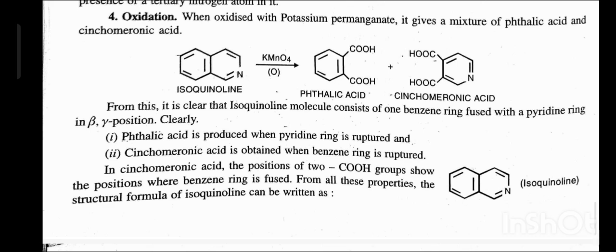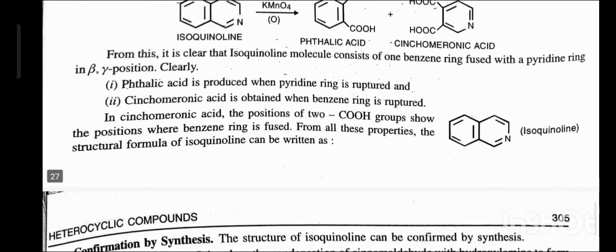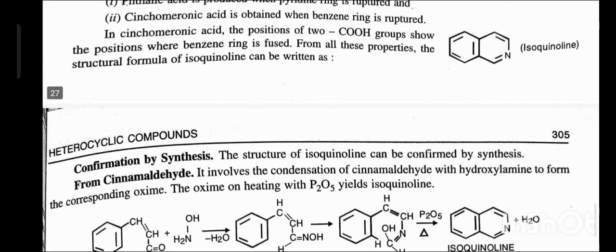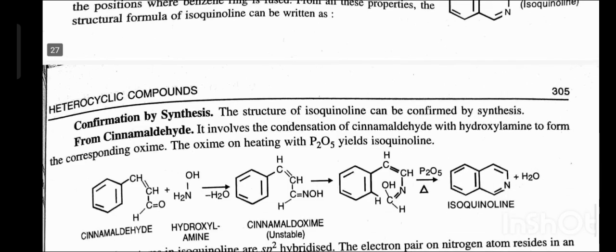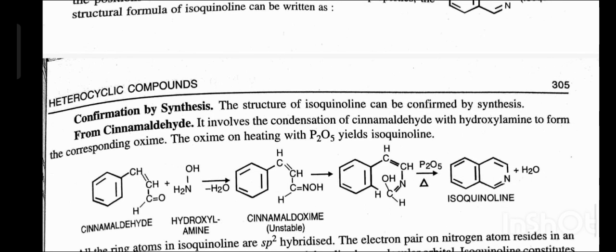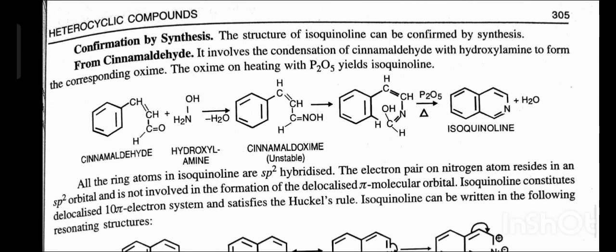From all these properties, the structural formula of isoquinoline can be written. Confirmation by synthesis. The structure of isoquinoline can be confirmed by synthesis from cinnamaldehyde. It involves the condensation of cinnamaldehyde with hydroxylamine to form the corresponding oxime. The oxime on heating with P2O5 yields isoquinoline.